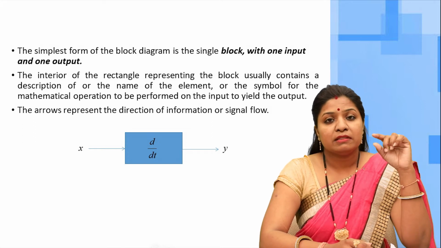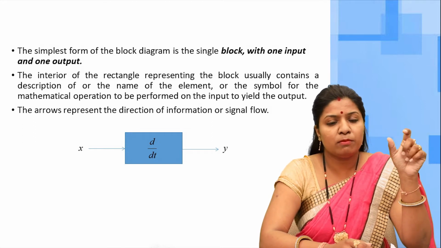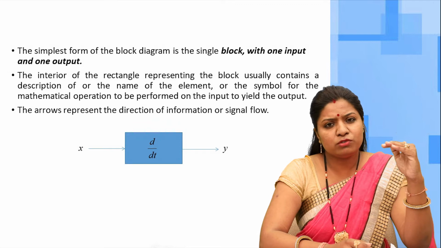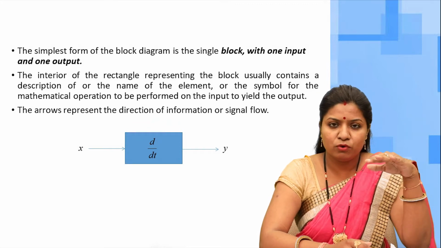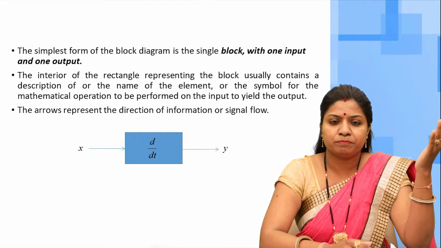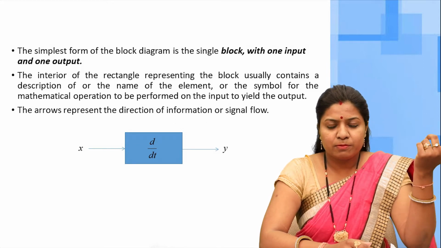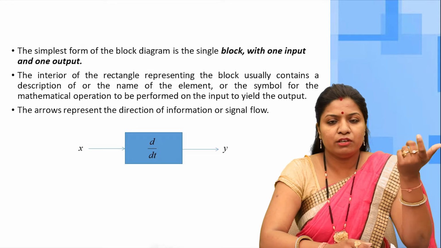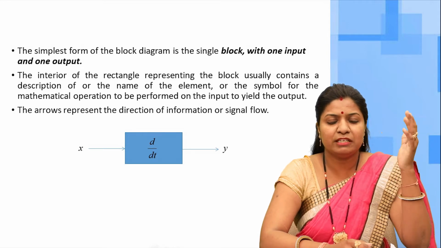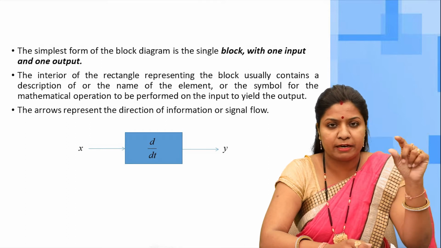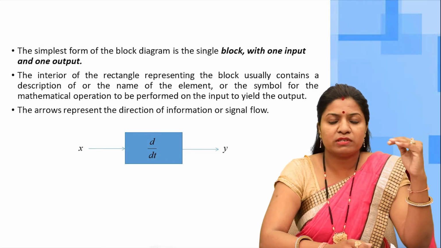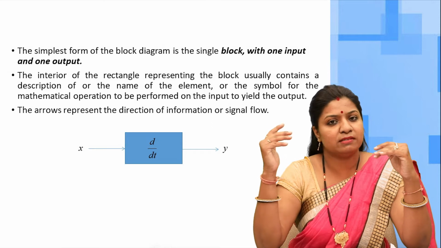Next we will talk about the signals. The signals are used to represent the flow of information, or signal flow, or we can say the feedback path. For more explanation about this block, we can see a simple block which contains a derivative with respect to time. X is used as the input and Y is used as the output.